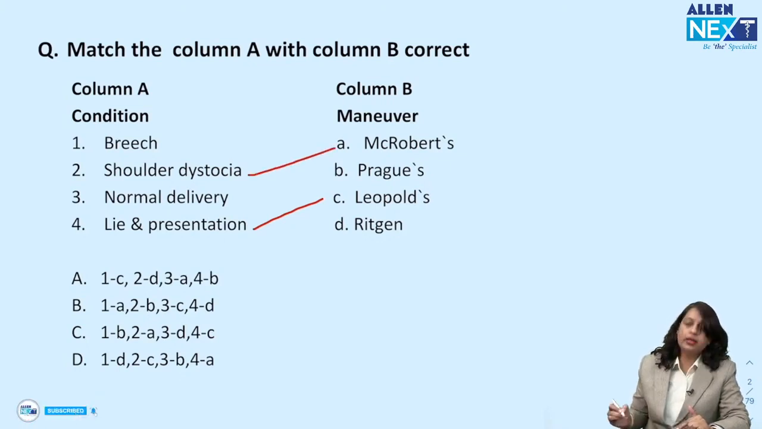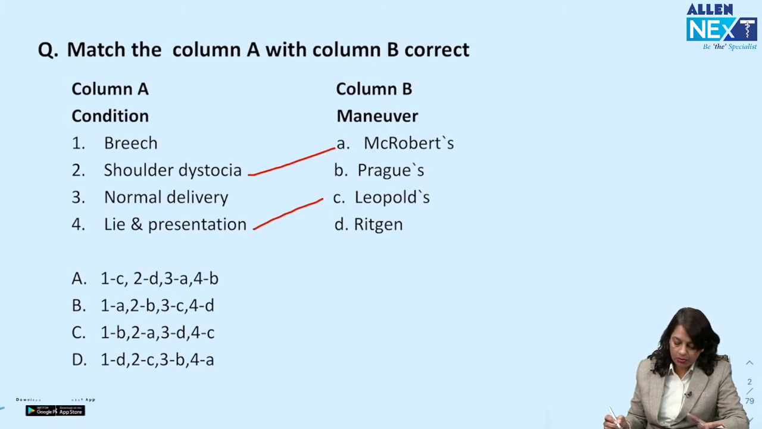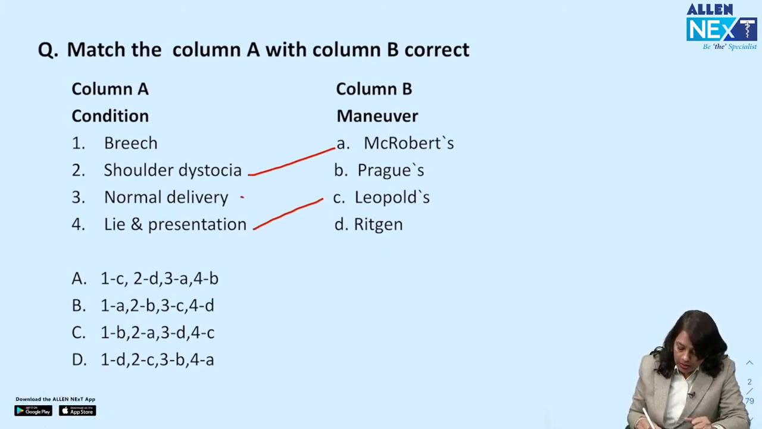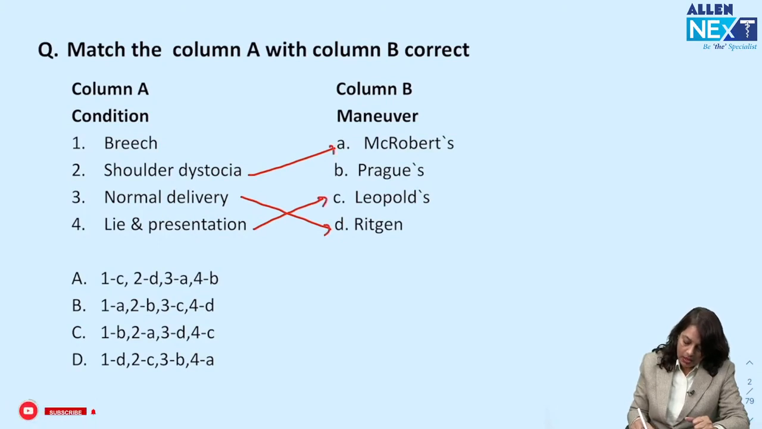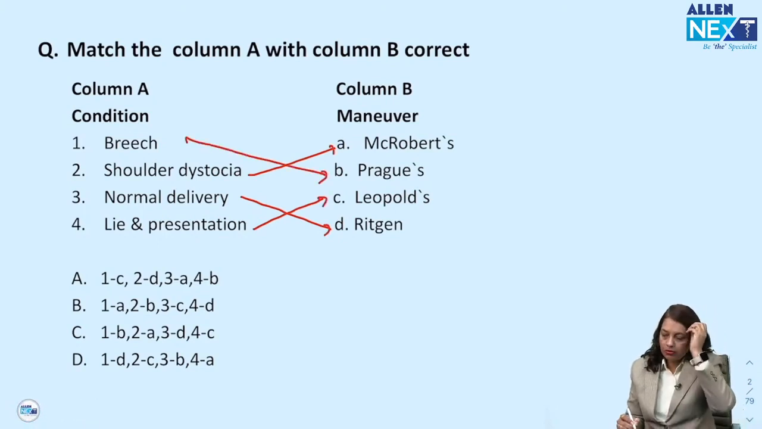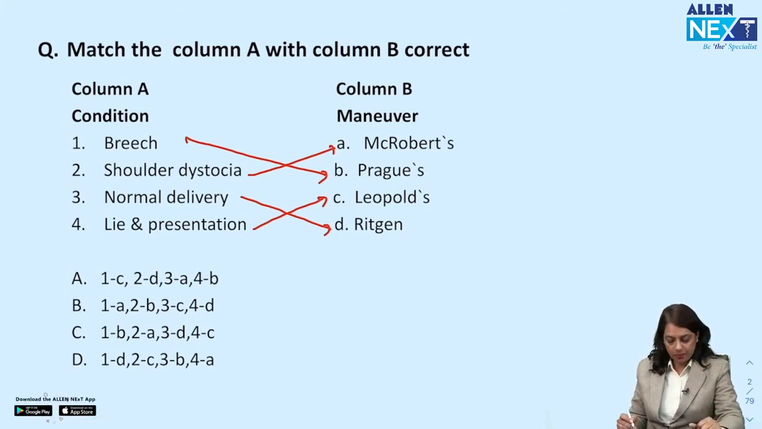Shoulder dystocia is McRoberts maneuver. Normal delivery is Ritgen, and breech is Prague's maneuver. Okay, breech is Prague's maneuver. So let us see what is the option that is correct.